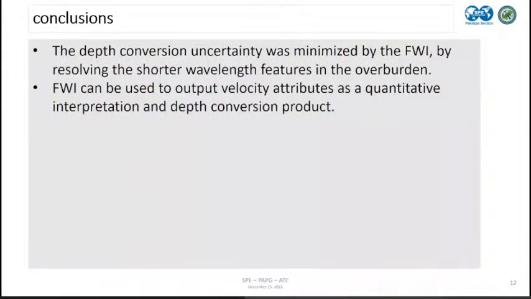And that was my objective, to show you a case study where depth conversion, depthing uncertainty was resolved, minimized to a large extent by this new physics, new tool, which is full waveform inversion. And also, if you want, you can have a very high frequency full waveform inversion as a byproduct. It's just the beginning of a new era from where I see.